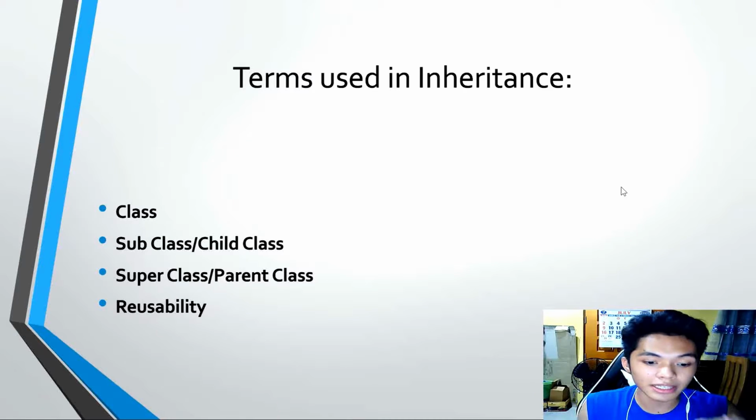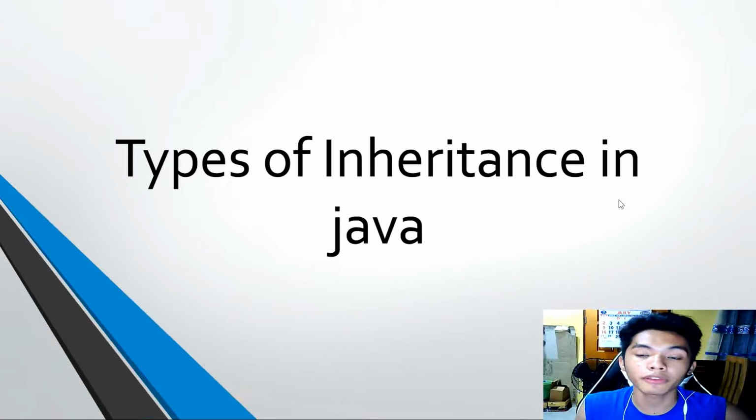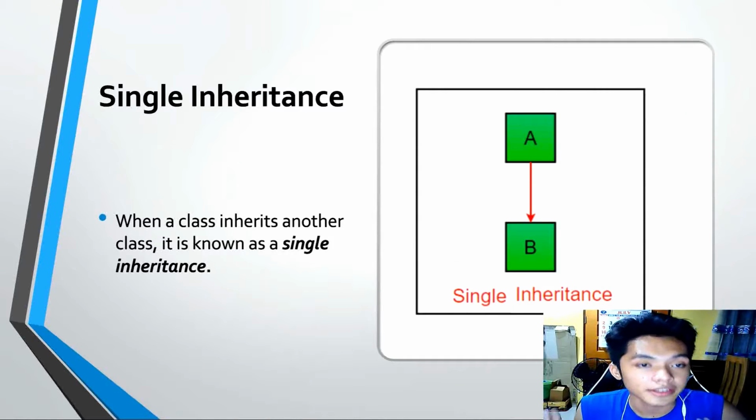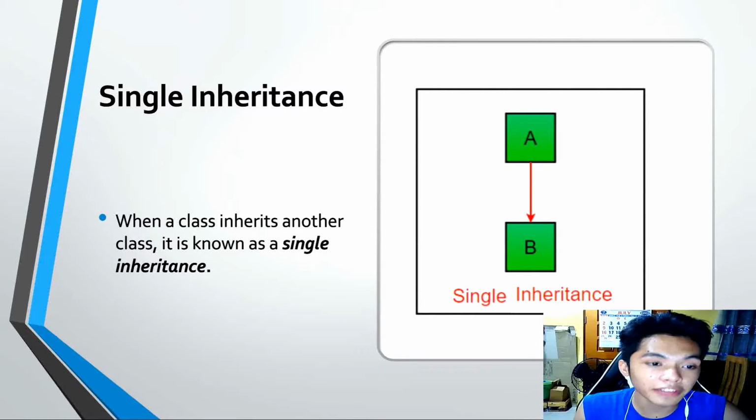So the next one is types of inheritance in Java. There are different types of inheritance in Java. The first one is single inheritance. When a class inherits another class, it is known as single inheritance. In single inheritance, a subclass inherits the features of one superclass.